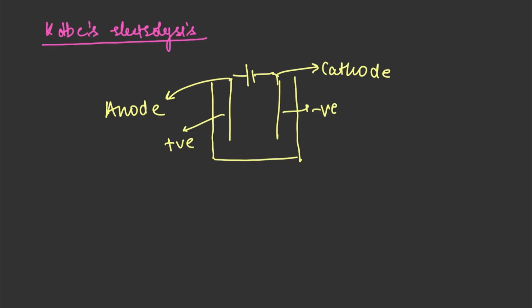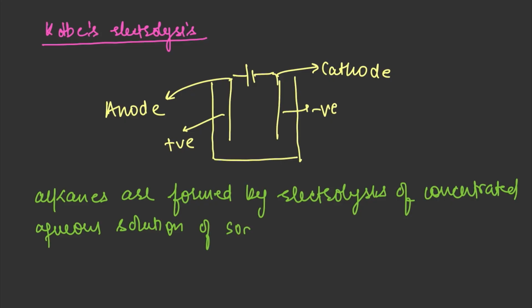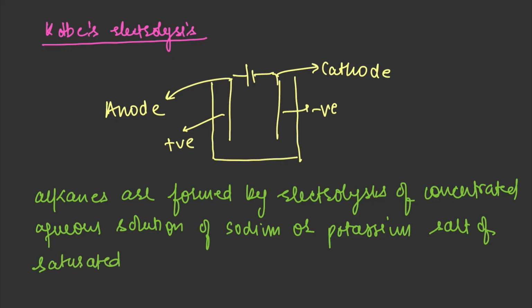Now, how does electrolysis form alkanes? So alkanes are formed by electrolysis of a concentrated aqueous solution of sodium or potassium salt of saturated monocarboxylic acid.